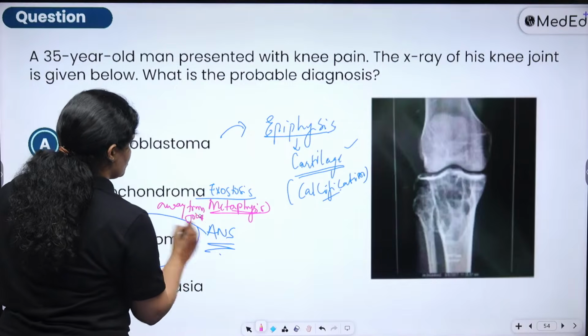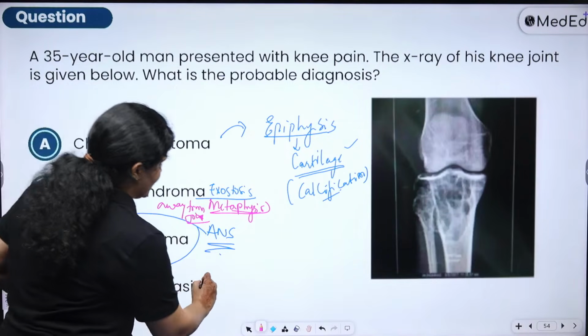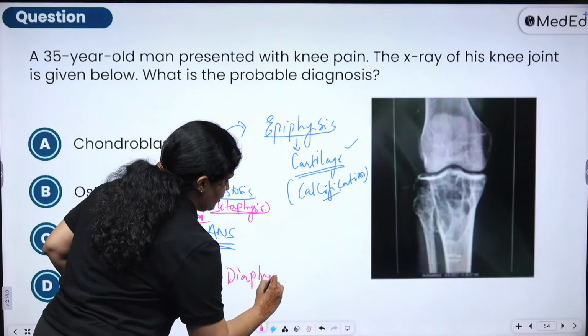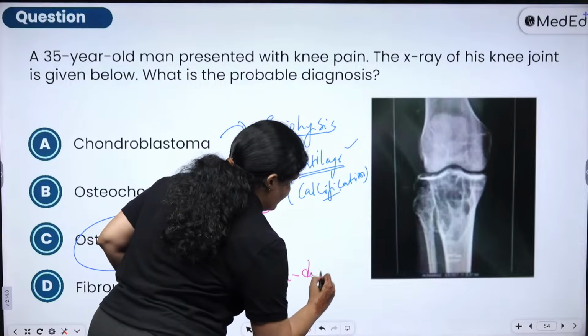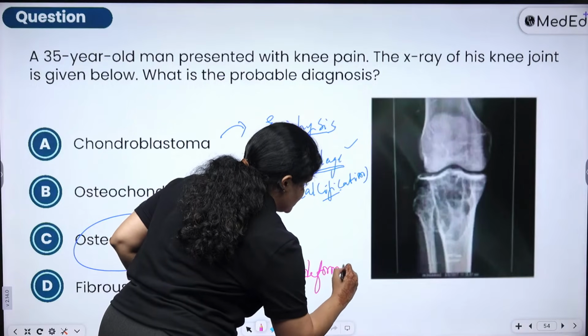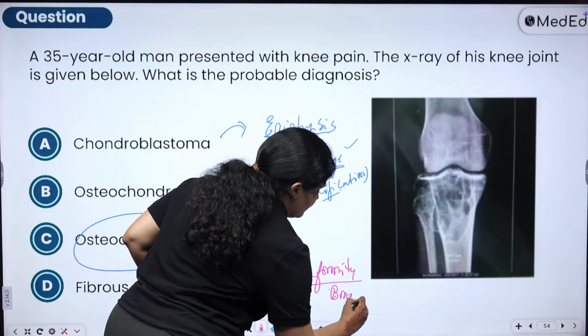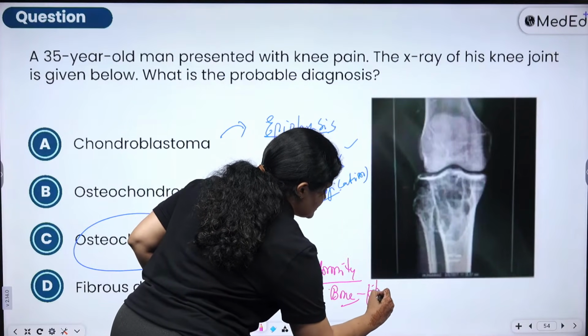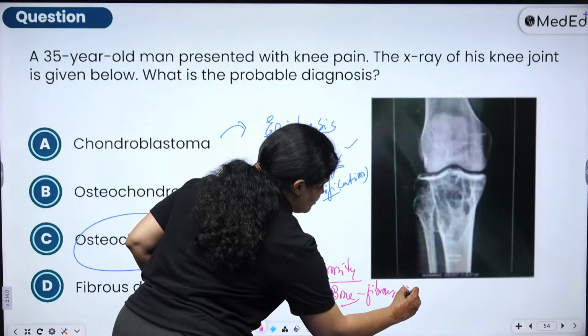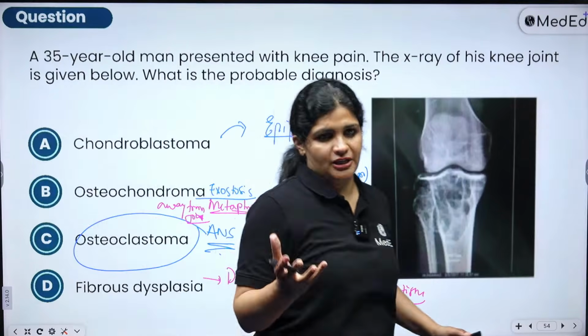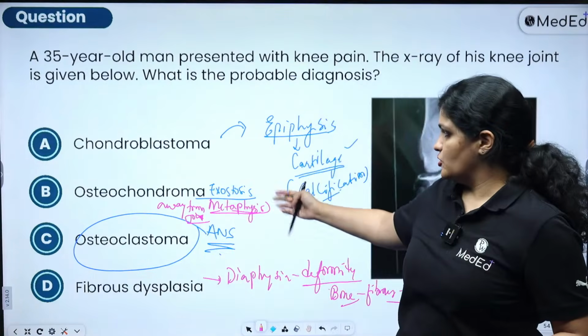Okay, so this is your osteochondroma. And fibrous dysplasia is seen again in the diaphysis or the metaphysis. So here what you see is the deformity: the shepherd crook deformity, and the bone is completely filled with fibrous tissue. So there is a change in the bone itself. The architecture of the bone is completely changed. So yeah, it is also called as exostosis.